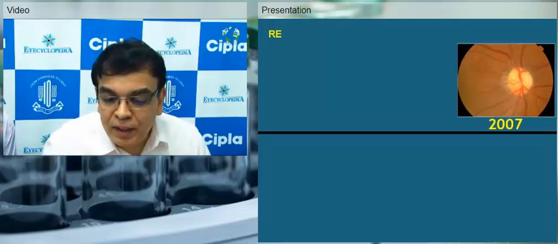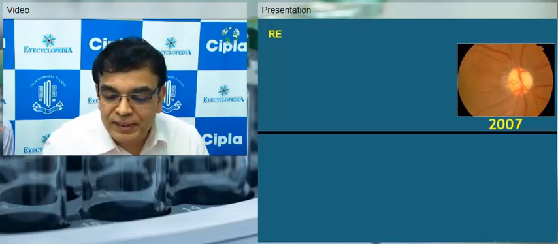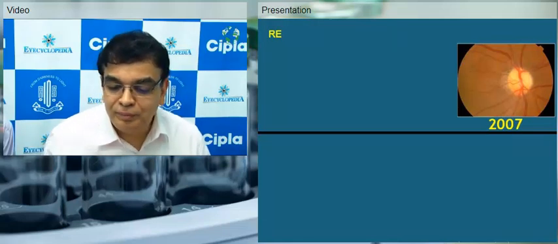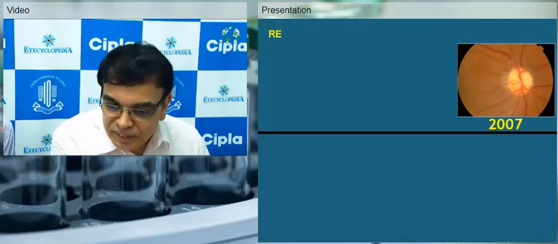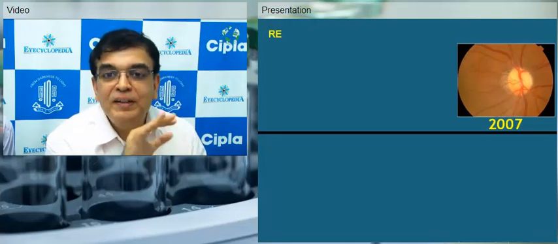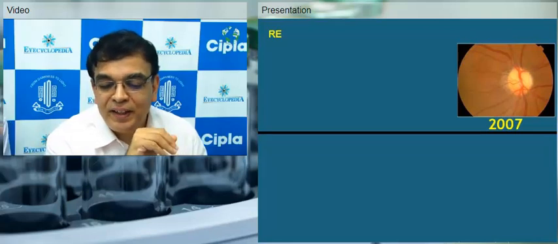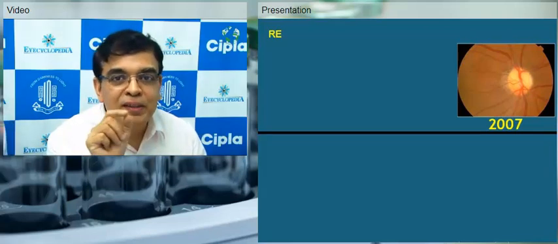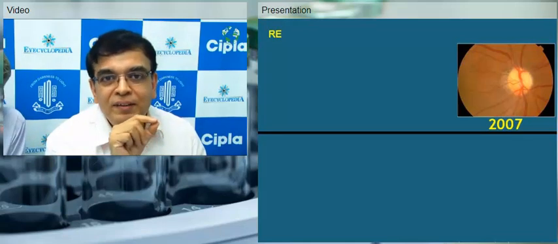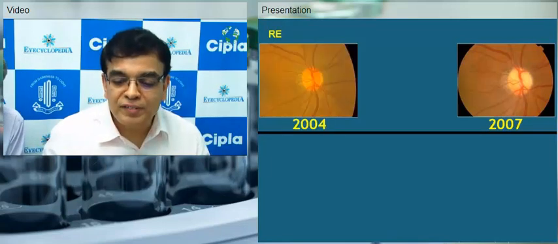Okay. So this is an interesting case of a patient we saw in 2007. And you can see here that the upper half of the disc is a little pale, and the lower half still preserves some amount of pinkness to it. Looks relatively normal. And this patient had an altitudinal field defect. So this is very typical of a non-arteritic AION. Actually, due to diabetes, and because this patient had diabetes, the retina specialist took serial photographs of this patient.